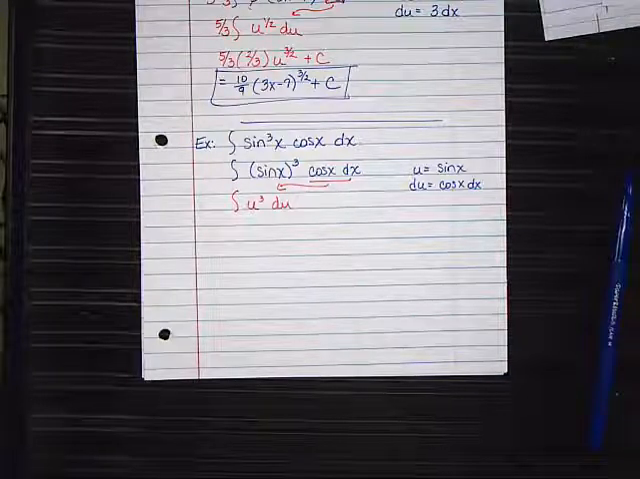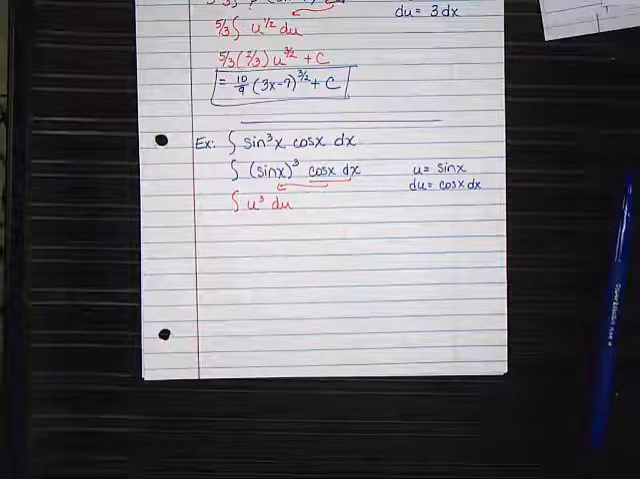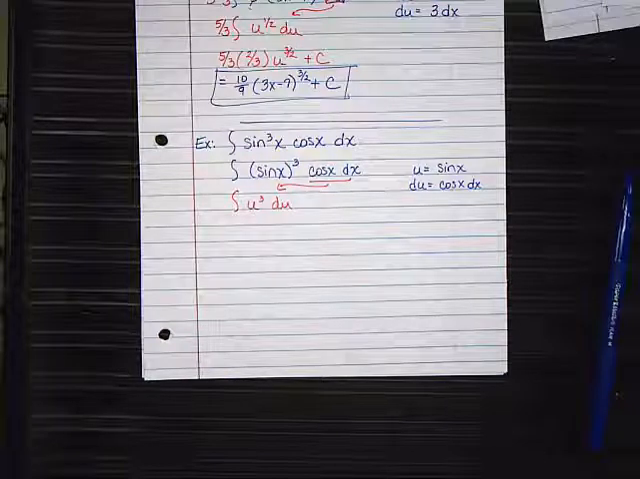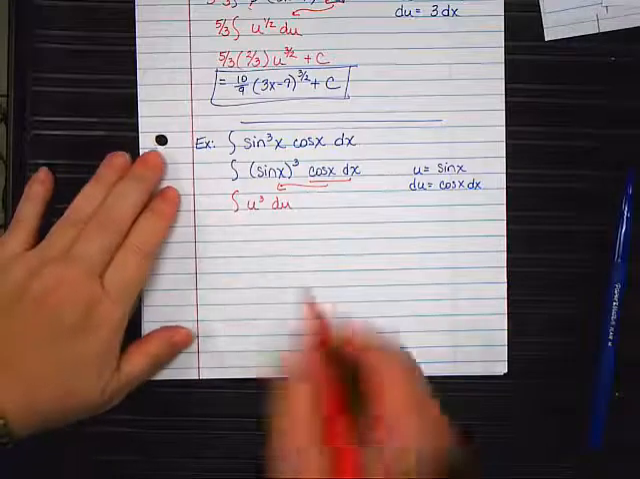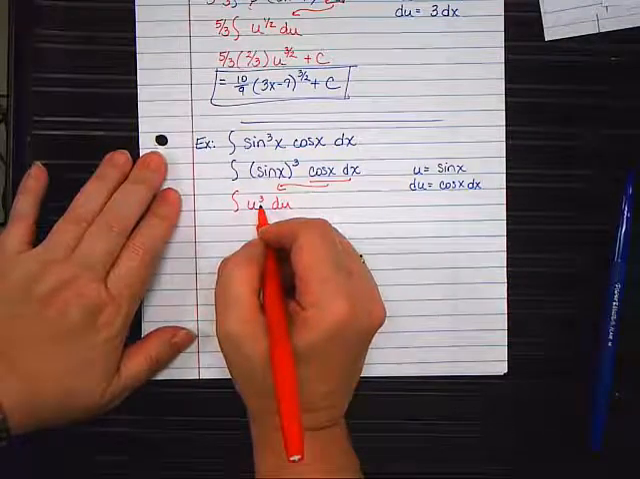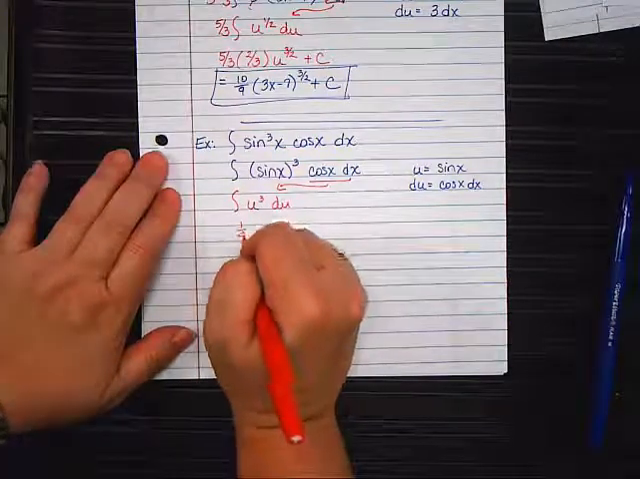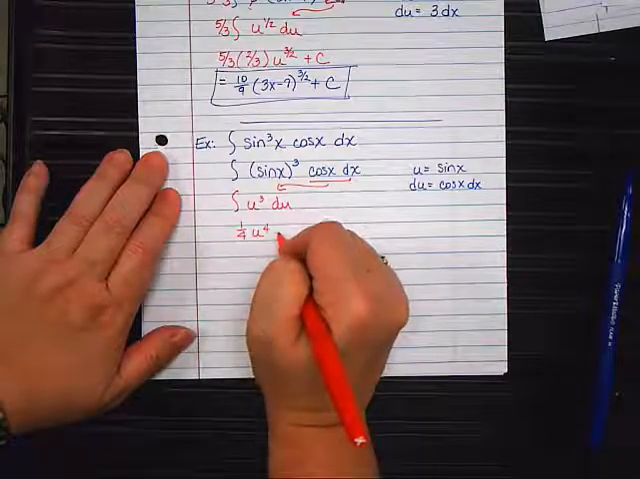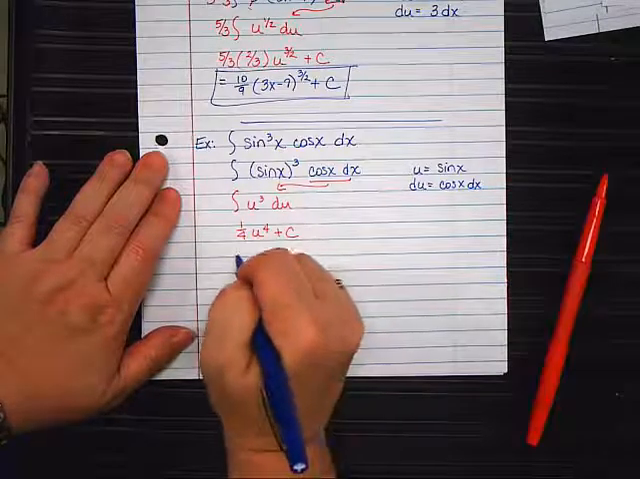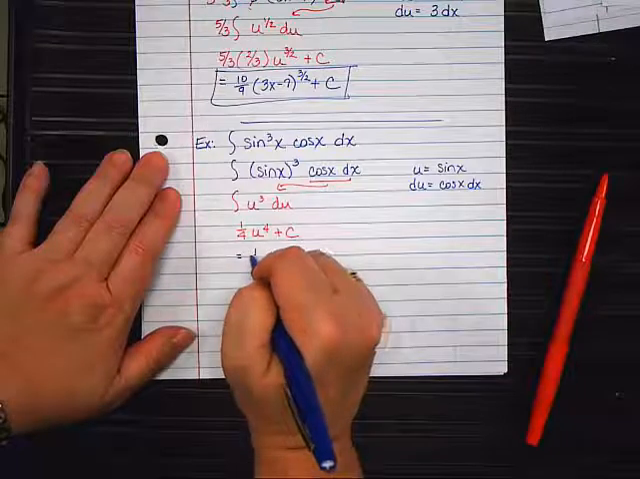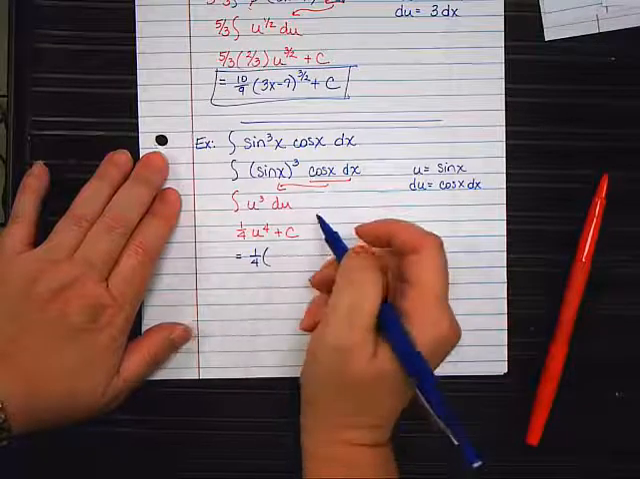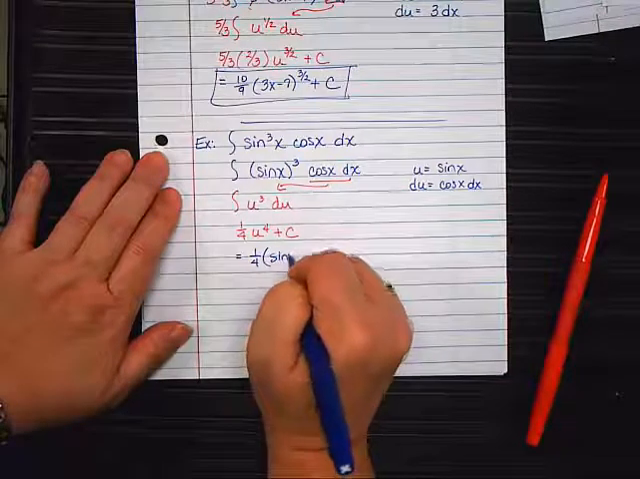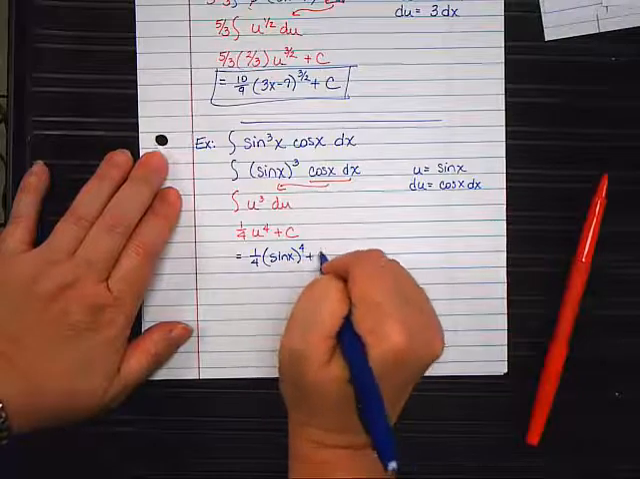So DU. Now we got to integrate it. Is the derivative of the sine, yes, of U, and then times. Okay, so now what's the antiderivative of U to the third? 1/4 U to the fourth plus C. Switch back to X's. 1/4 of sine of X to the fourth plus C.